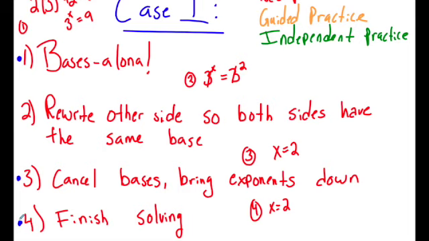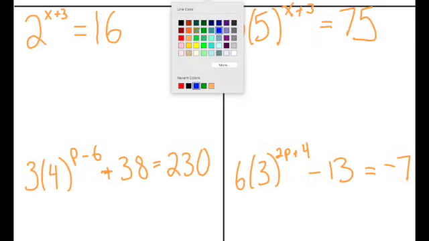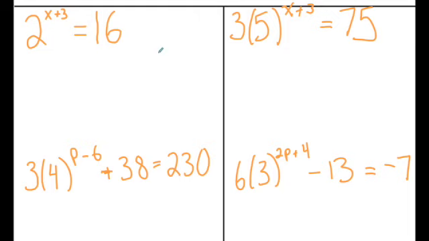Okay, so folks, that's the idea. And remember, this one is not always going to work, but when it does, it's generally a little bit more straightforward. Okay, let's take a look at a little bit of guided practice here. In the guided practice, I'm going to show you getting the bases alone, setting the right-hand side to be a power of that base, canceling the bases and bringing the exponents down, and then getting the variable alone. Sometimes it's x, as you can see here, and sometimes it's p.